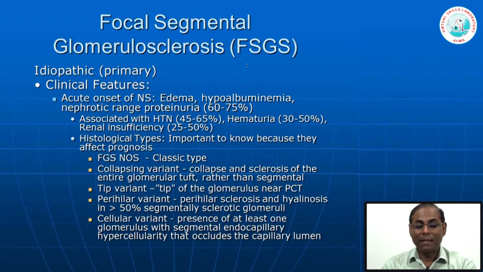Then we get another variant, which is called the collapsing variant. Here, a segment of these capillary loops undergoes collapse due to the hypertrophy and proliferation of the visceral epithelial cells. Now, this is a very specific subtype of focal segmental glomerulosclerosis, because it has a more acute course, shorter duration, and also poor prognosis.